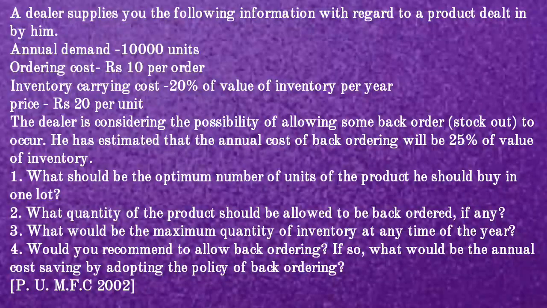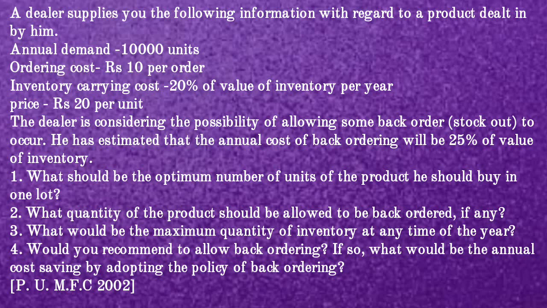10710 per year. Given question: a dealer supplies you the following information with regard to a product dealt in by him. Annual demand 10,000 units, ordering cost rupees 10 per order, inventory carrying cost 20% of value of inventory per year, price rupees 20 per unit. The dealer is considering the possibility of allowing some back order stock out to occur. He has estimated that the annual cost of back ordering will be 25% of the value of inventory.